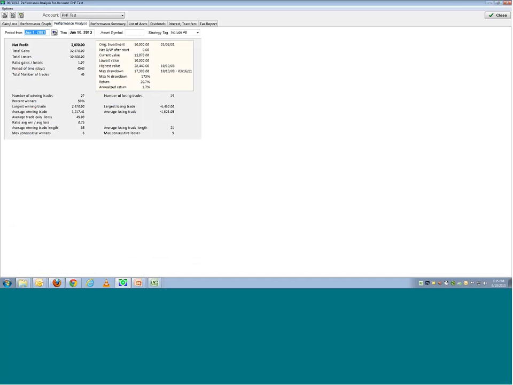I go to performance analysis. Here's what you see, 59% winners. Okay, and don't mind the annualized return. This whole yellow section isn't really the most important thing. The most important thing is going to be the number of winners to losers and the winning percentage. And you're going to want to study the average winning trade to the average losing trade.